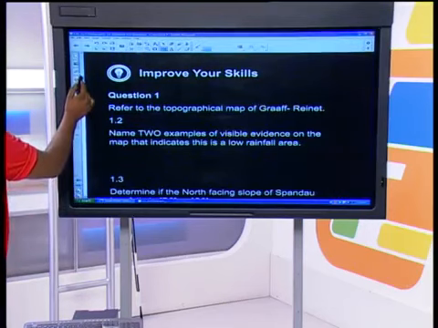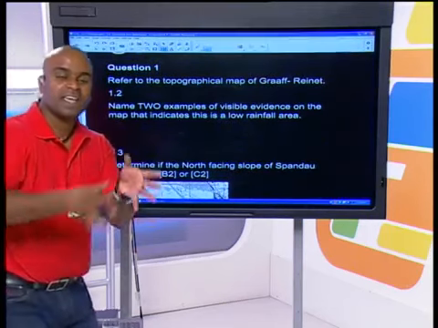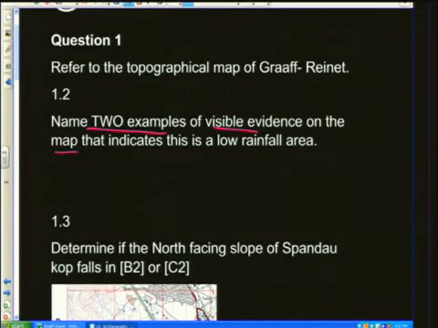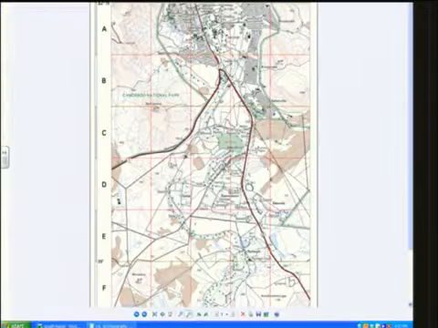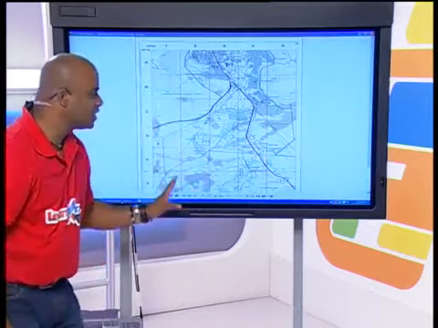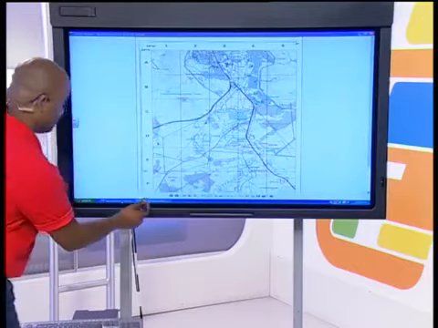Now, let's look at the key questions for this particular map in terms of climatology. Name 2 examples of visible evidence on the map that indicates this is a low rainfall area. I'm going to go to the map again of Graafrenet. Note there's an absence of green areas on this map. Because of that, you have non-perennial rivers. You also have furrows and canals, as well as storage dams. Storage dams further emphasize the point that water needs to be stored during the dry season, or the lack of rainfall. So this particular map is a low rainfall map.